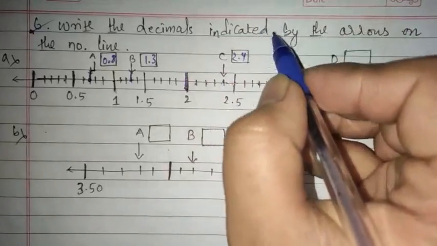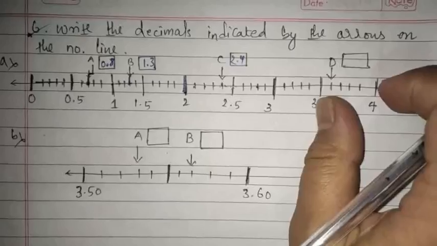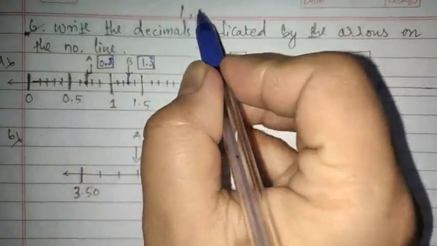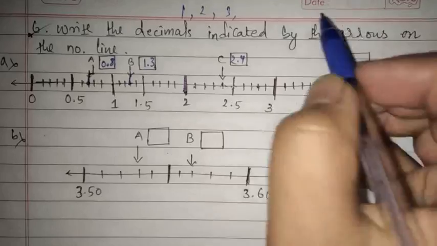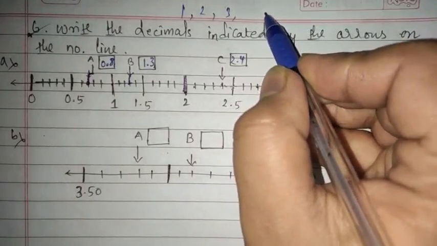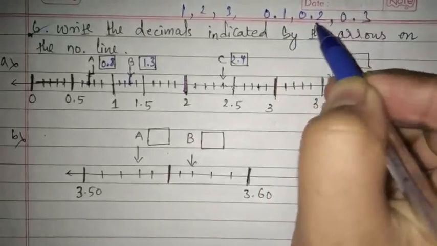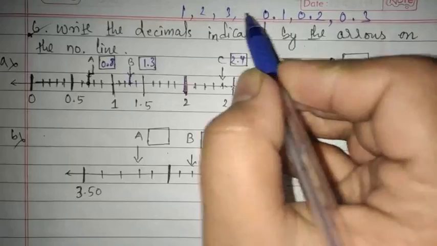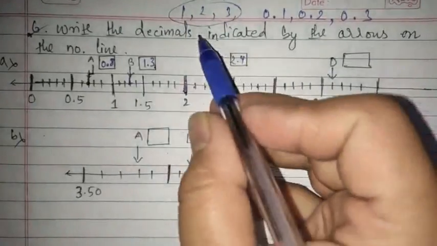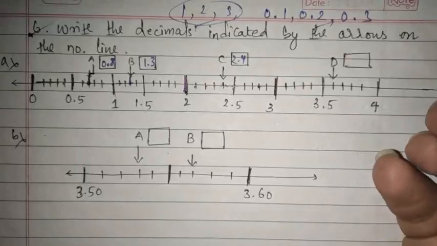Decimal form is also similar to natural counting, like 1, 2, 3. We count like this, right? So if you want to count decimal numbers, you will use 0.1, 0.2, 0.3. The only difference is you have a decimal here. Here no decimal is there. They are called whole numbers. They are called decimal numbers.